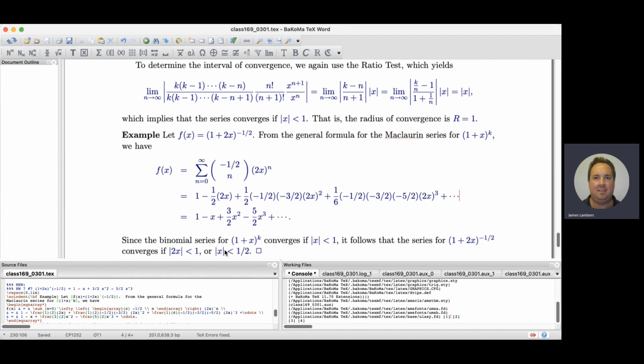So remember what I said earlier. If I know the radius of convergence for some series for f of x, and I replace x by a constant times x, the radius of convergence will get divided by that constant. And that's what happened here. It gets divided by 2.